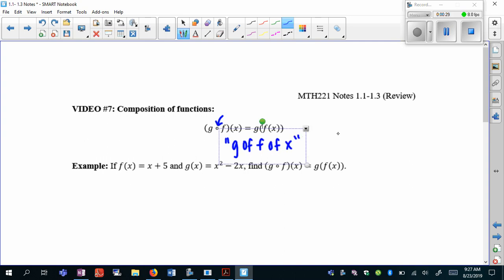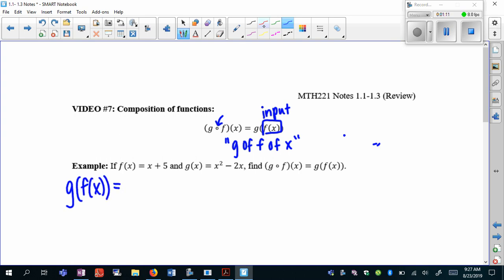So the input here is f of x. So my input is f of x. So we're inputting f of x into function g. So if I look at this first example, we are trying to find g of f of x. I personally prefer this notation over this one, but they mean the same thing. It's just kind of a personal preference. So I'm going to write down g of f of x.